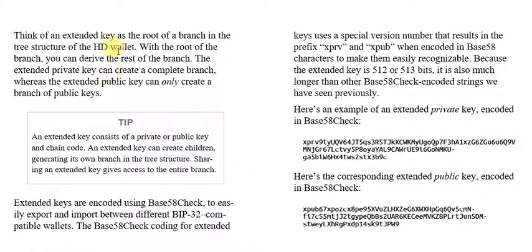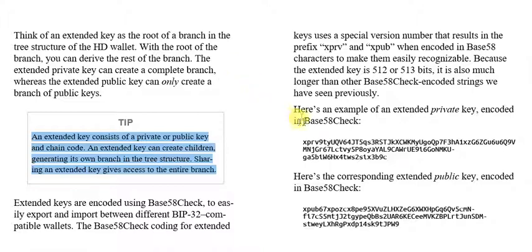Think of an extended key as the root of a branch in the tree structure of the HD wallet. With the root of the branch, you can derive the rest of the branch. The extended private key can create a complete branch, whereas the extended public key can only create a branch of public keys. Tip: an extended key consists of a private or public key and chain code. An extended key can create children, generating its own branch in the tree structure. Sharing an extended key gives access to the entire branch.